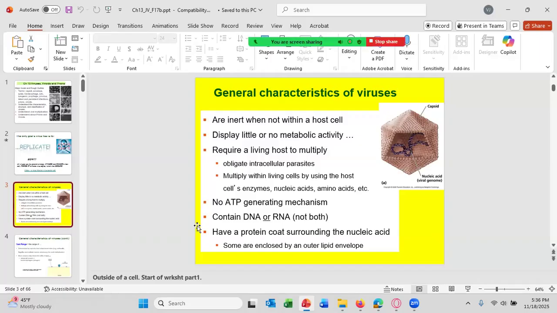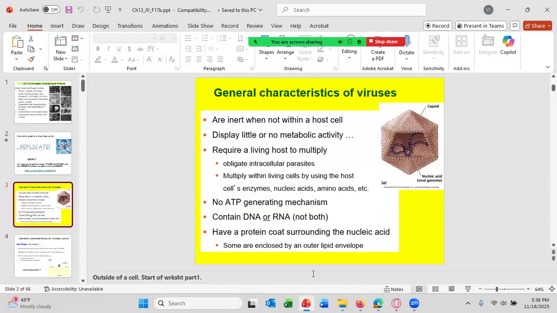Viruses have no ATP generating mechanism. They simply get ATP from their host cell. Viruses contain DNA or RNA, but never both. It's a little unusual, and that is their genome can be DNA or RNA. It's unlike a cell where the genome is always DNA.